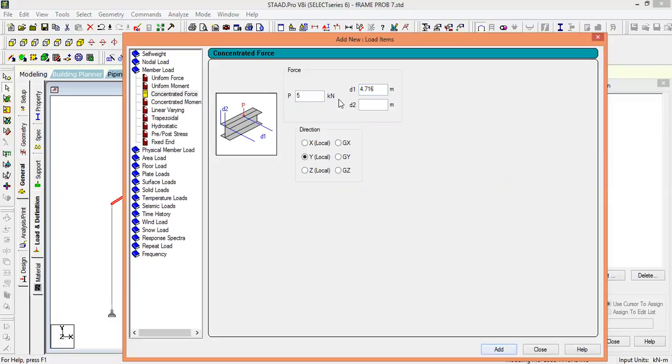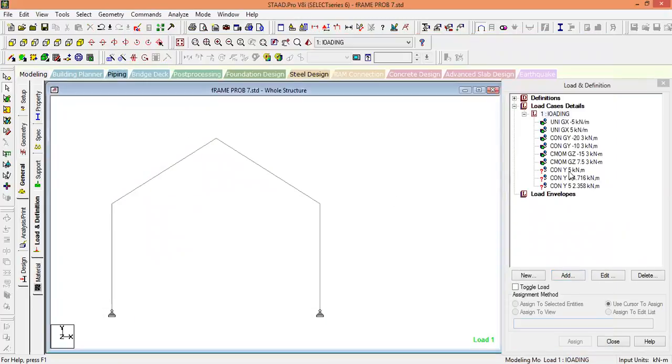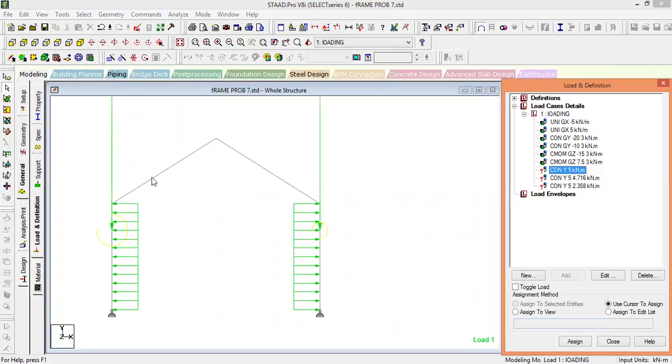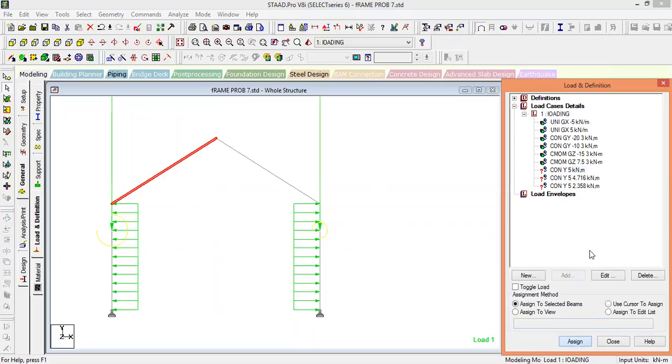Add, and the midpoint. What is the midpoint of 4.716? It is 2.358. So I will provide 2.358 here. Okay. Add. Close this. Now, the first point, I will just select this number and assign to the selected names. So this is the midpoint one.